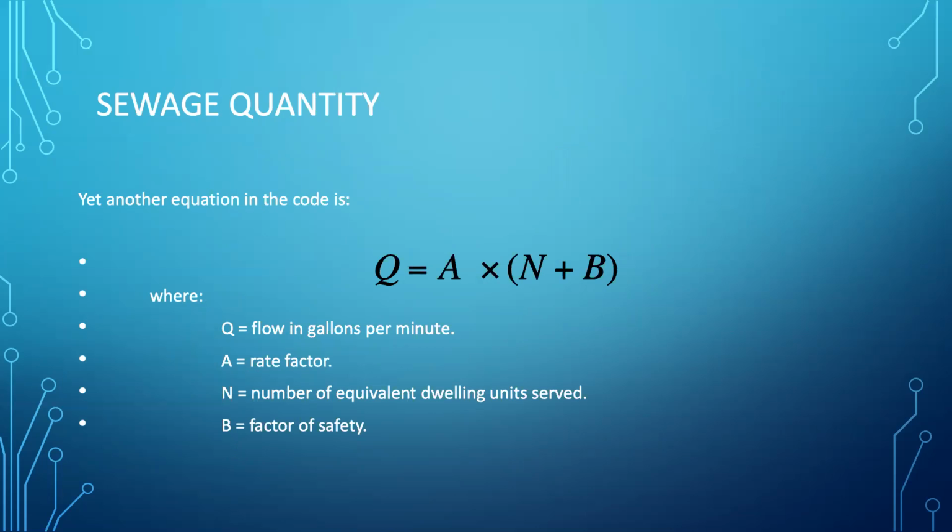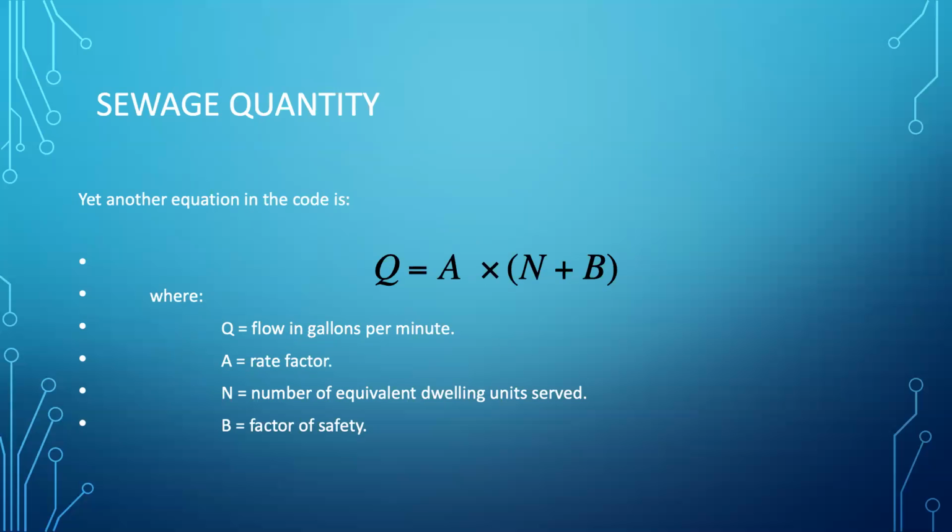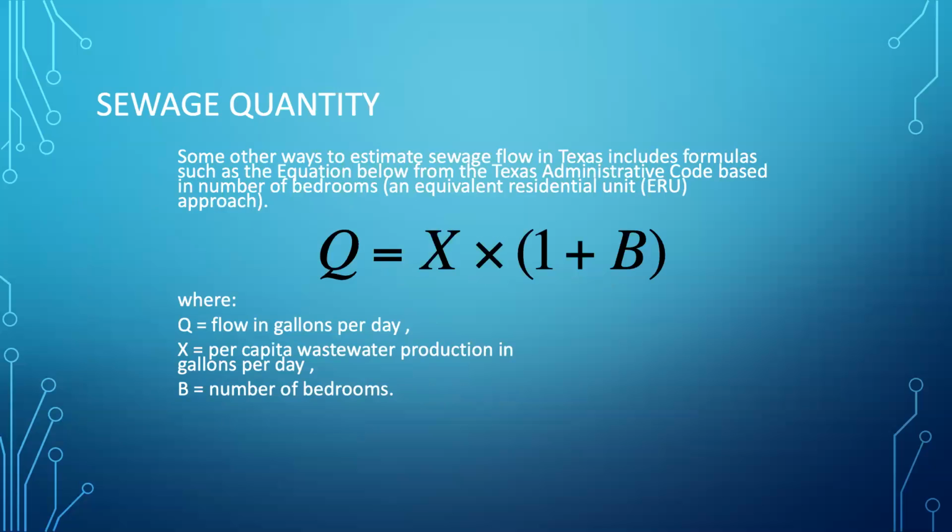Alternatively, there's another equation in the code that looks like this. This is Q is equal to a rate factor, the number of dwelling units served, and some kind of factor of safety. You look at these two equations. This is Q equals X times 1 plus B. This is Q equals A times N plus B. So mathematically, structure, they look the same, but the meanings of the letters are different. And more importantly, the flow units are different.